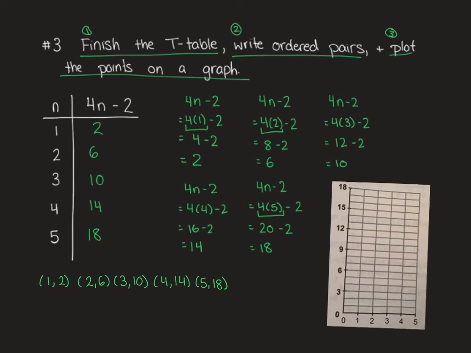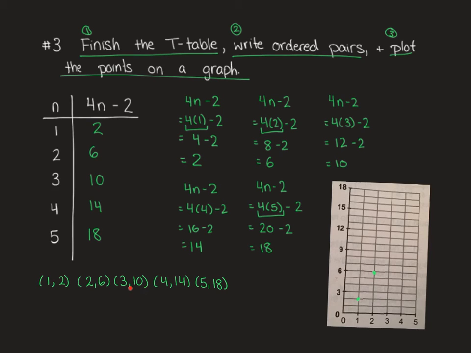So if we have 1 and 2, we need to go to 1 on the x-axis and 2 on the y-axis. Even though there's no number 2 here, we know because of the spacing, this would go 1, 2, 3, 4, 5, 6. So 1 and 2, and we will plot our point right where that intersection is. Then we have 2 and 6. So 2 on the x-axis, 6 on the y-axis. We'll plot our point.